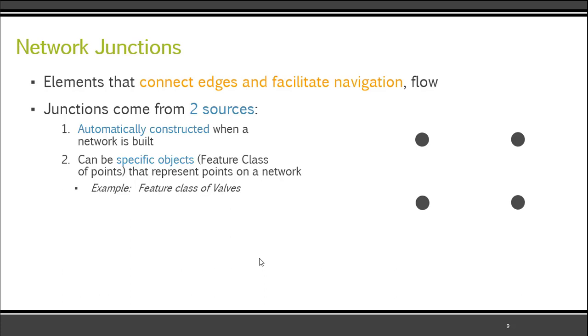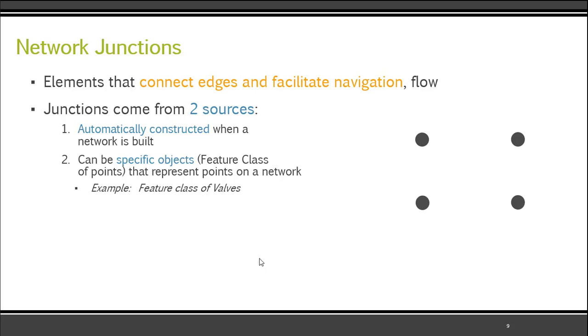All right, so network junctions. These are the elements, those points that connect our edges and facilitate flow. Junctions come from two sources, and this is what we're going to focus on. They are automatically constructed when a network is built. As soon as you take a line data set and run the network dataset construction tool on it, one of the things that gets created is junctions, created every time it sees an overlapping endpoint of lines.